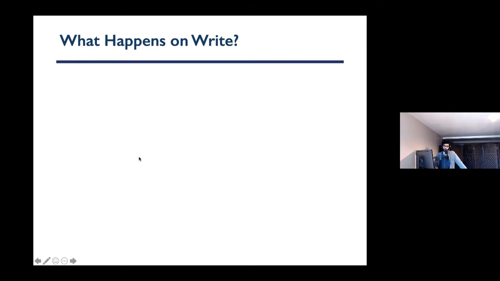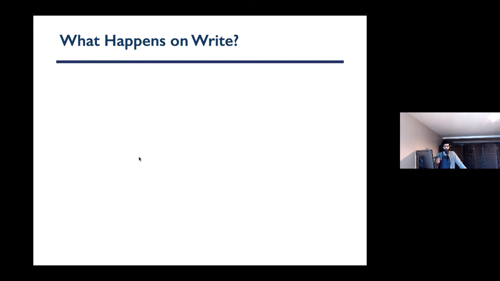Now, another question you have to answer with caches is what happens on a write? Most of the examples so far were on reads. If you read a memory block, you check your cache, you see if it is a miss or hit. If it is a hit, then you can read the data. If it is a miss, you go to memory to bring your data. Fine. But what happens on a write? What happens if you want to write?